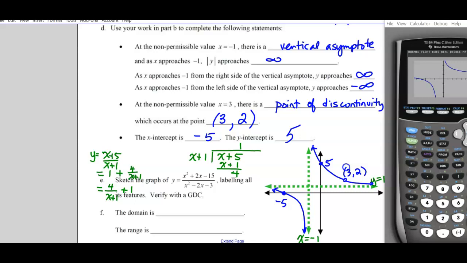So domain, all values of x, where x cannot equal negative 1 and 3. And range, all values. So be careful on the range. It's not just y cannot equal 1, because there's that point of discontinuity. So y cannot equal 1, and it cannot equal 2 as well.